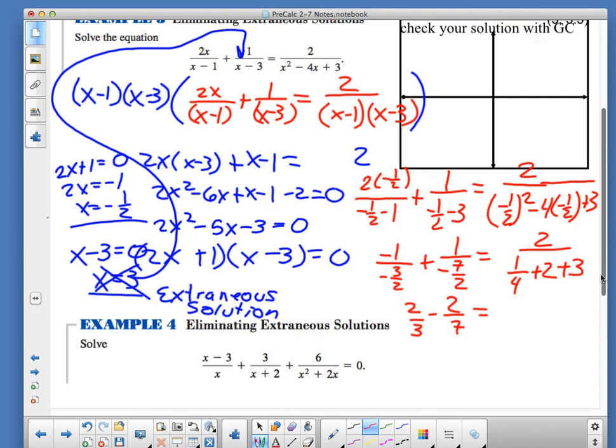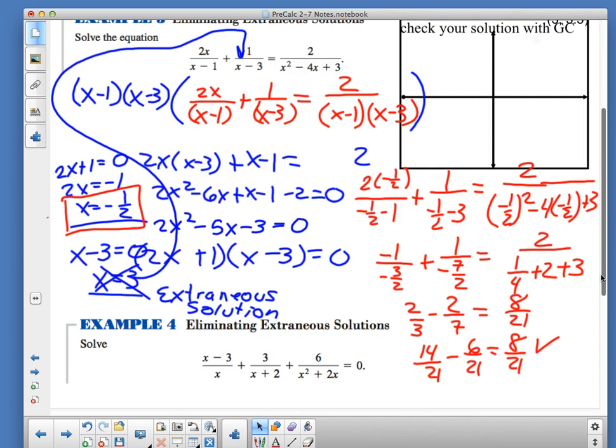equal to, that's going to be 5 1/4, that's 5.25, so it's going to be equal to 8/21 as we go through. So I've got 8/21. And now as I evaluate that, I've got to make it 21. So I got 14/21 minus 6/21, and that equals 8/21. So that checks out too. So I've checked out that x is -1/2 is my solution, and that's algebraic.